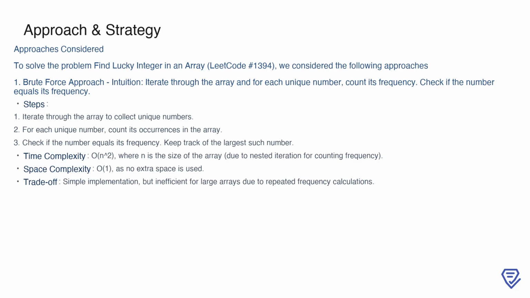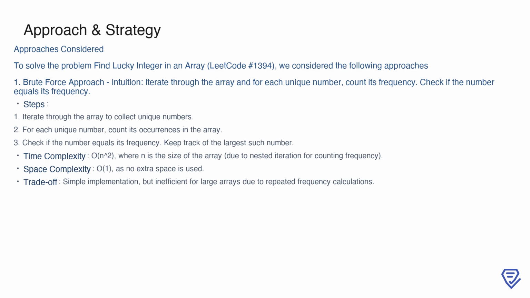approach. The intuition here is straightforward: we iterate through the array, and for each unique number, we count how many times it occurs. If the number equals its frequency, it qualifies as a lucky number. To implement this, we start by iterating through the array to collect all unique numbers. Then, for each unique number, we perform another loop to count its occurrences. If the number matches its frequency, we check if it's the largest lucky number we've encountered so far.